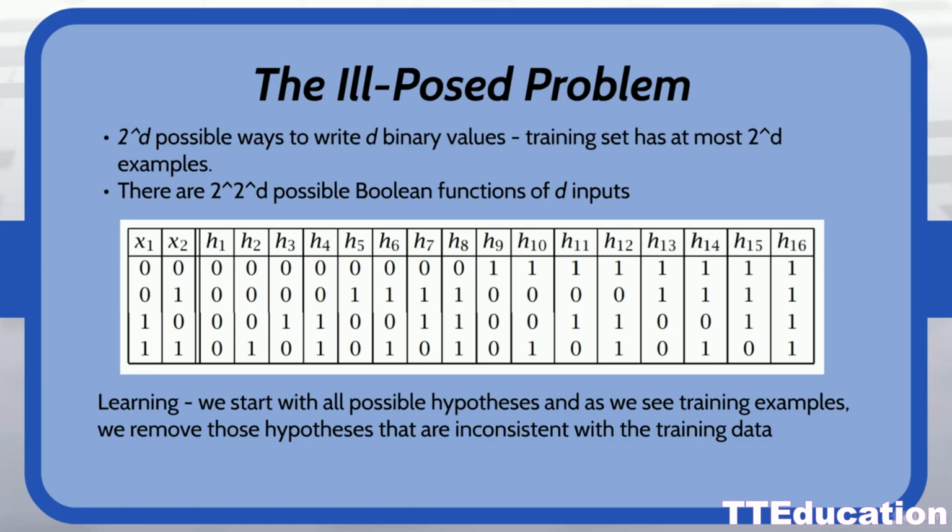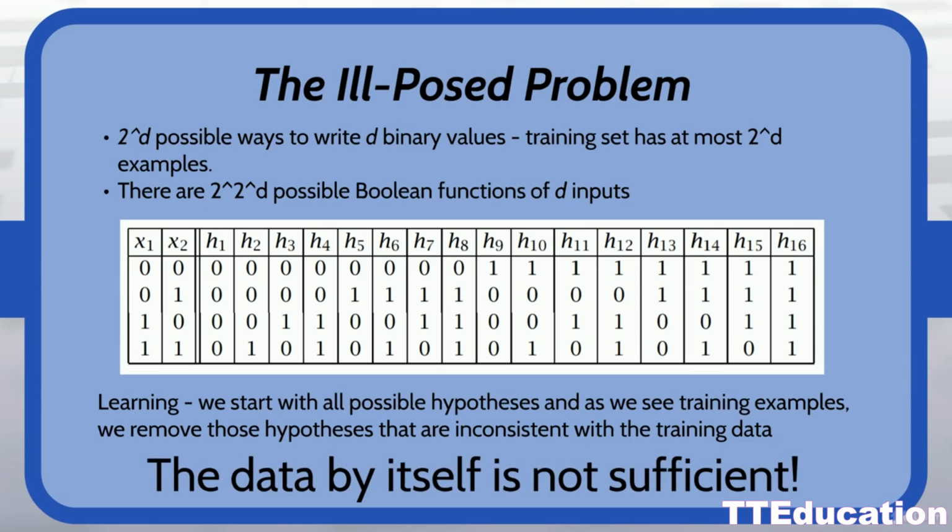If the training set we are given contains only a small subset of all possible instances, as it generally does, then the solution that we find is not going to be unique. So this is actually a problem. The data by itself is not sufficient to find a hypothesis, because we would have to see every individual possible point to find a unique solution. This is the ill-posed problem, and it is a problem with classification problems and regression problems as well. It doesn't just apply to Boolean functions. In order to find a unique hypothesis, we would have to know every possible value.